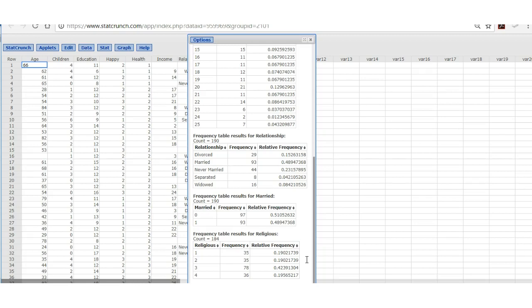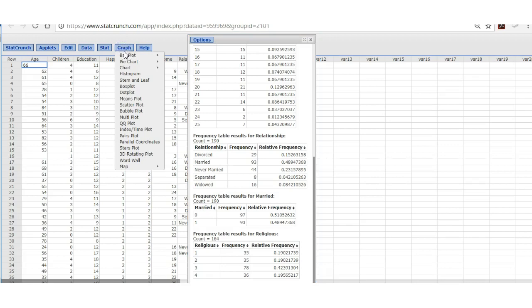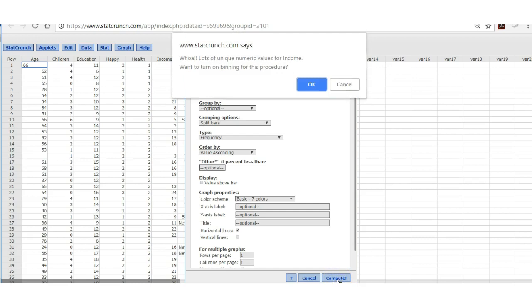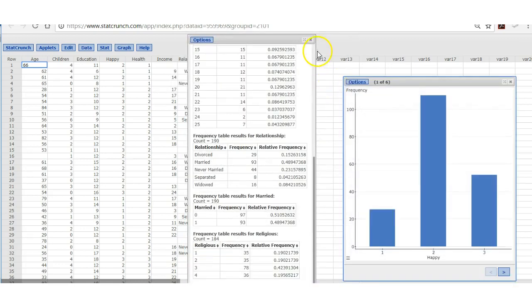distribution or frequency table. The next thing we're going to look at is bar graphs, and in StatCrunch they call them bar plots. So I'm going to graph and bar plot with data because we've got all of the original data in here. And again, it's asking me if I want to turn on binning for the income, and I don't. So I clicked cancel.